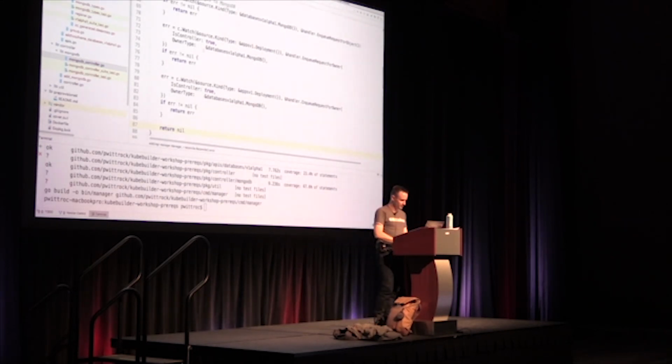So we have this watch statement here that has a deployment. And it says enqueue request for owner. The owner type is MongoDB. And the kind is a deployment. So I'm going to change that to be a stateful set. And then I copied it, and I'm going to change one to be a service.